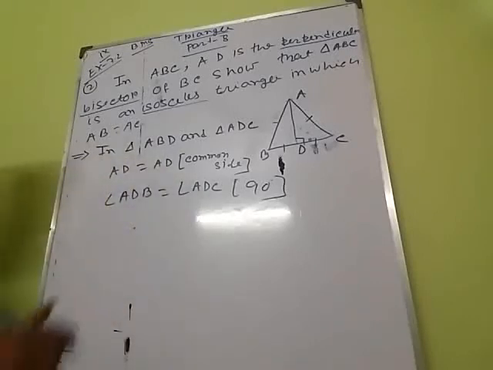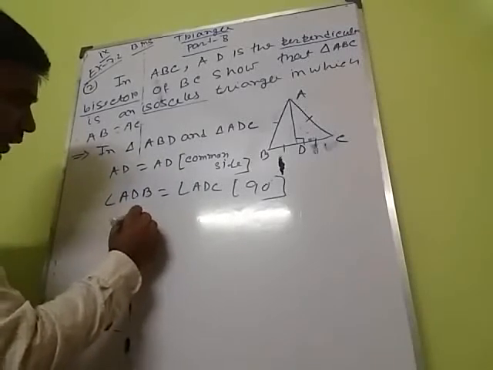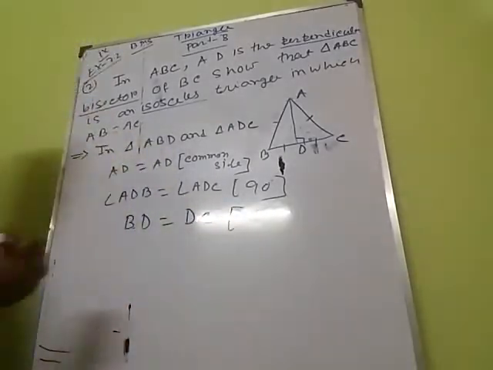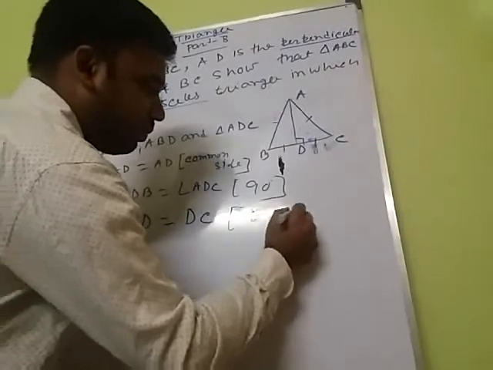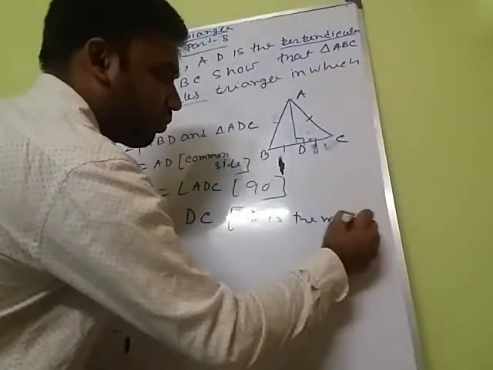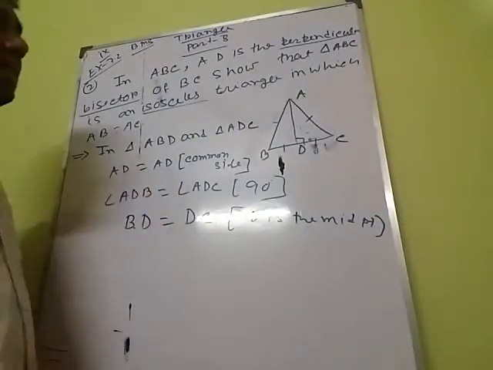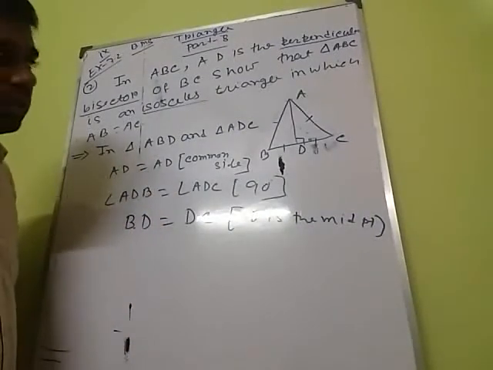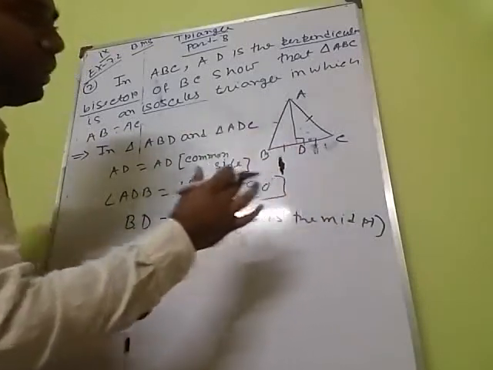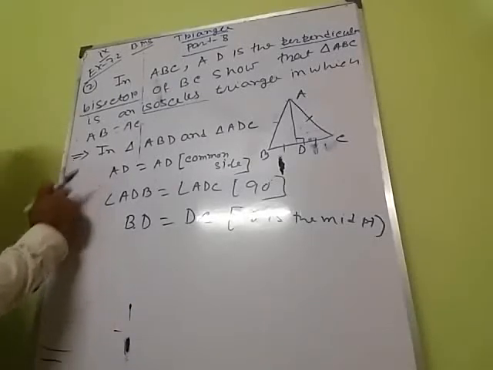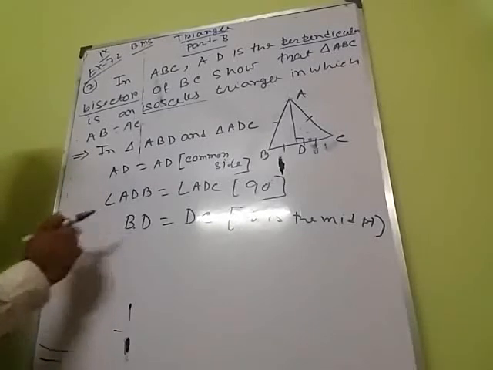And another, BD equal to DC, because D is the midpoint. Or you can say, as it is given that AD is the perpendicular bisector, the perpendicular bisector AD divides BC into two equal parts. That's why BD equal to DC. Okay, so using side, angle, side.